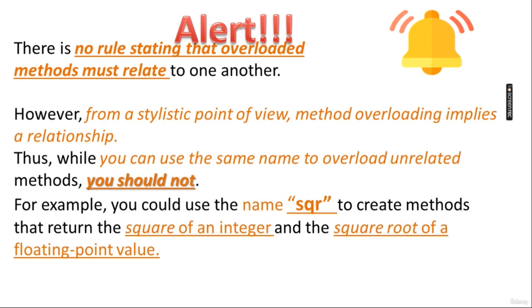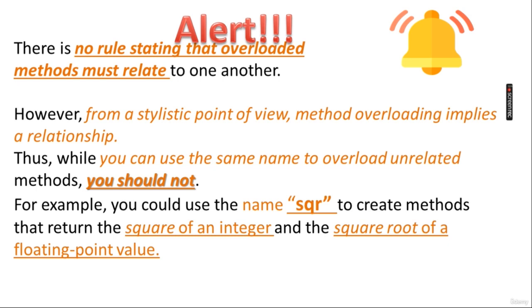One more important point to remember, this is the alert. There is no rule stating that overloaded methods must relate to one another. So if you are creating methods and providing their names, you can have the same name for all the methods. There is no rule stating that overloaded methods must relate to one another, that is, their functionality should be the same. There is no rule like that.